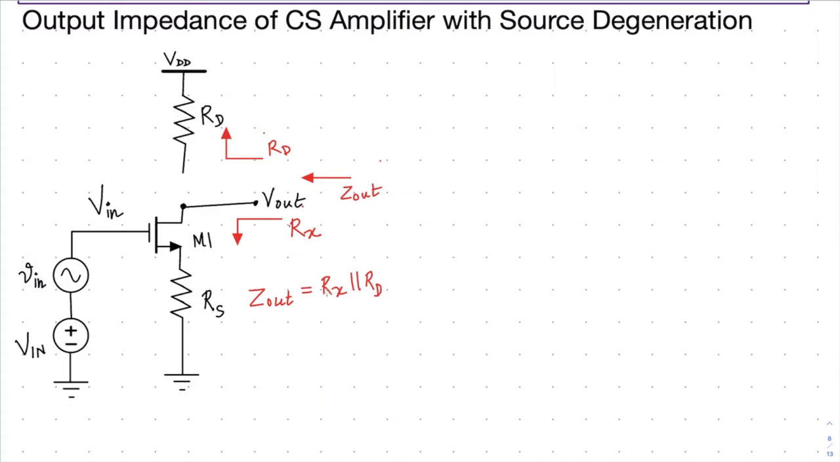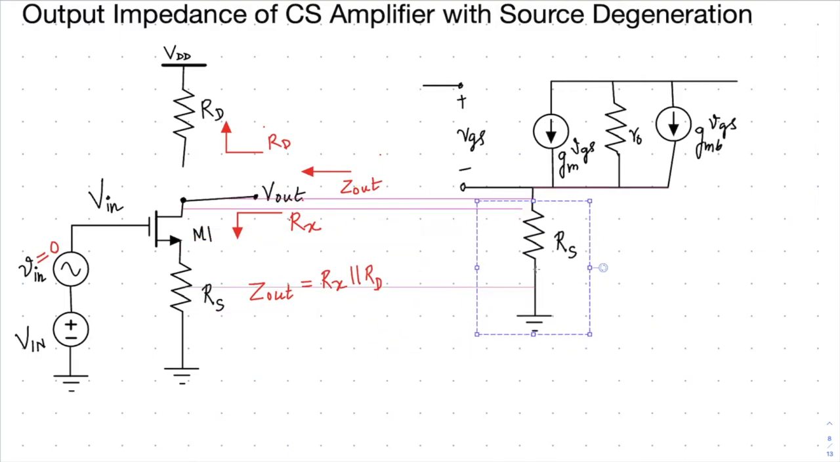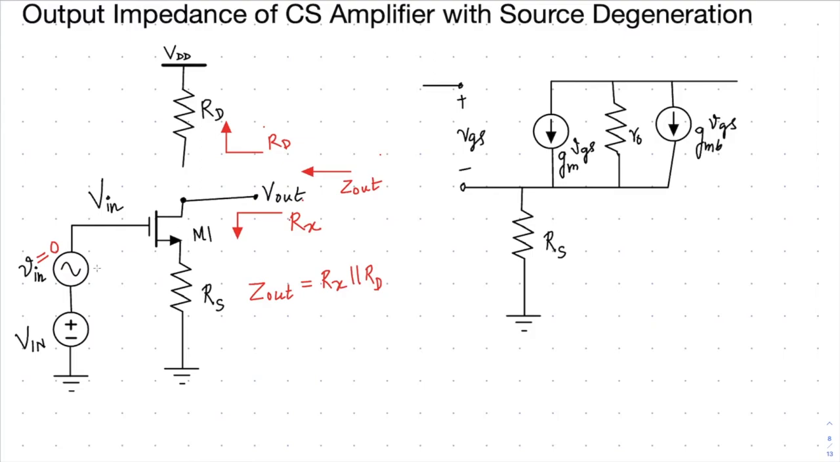So to do that, let's draw the small signal model again of this portion. And of course, when we are trying to calculate the output impedance, as we have said before, we need to make the Vin zero. So let's start drawing this small signal circuit. So this is the small signal model of this MOSFET, including the channel length modulation, RO, as well as the body bias effect. And of course, we have the resistance RS at the bottom. Okay, so now, as I was mentioning, the Vin is zero, or there is no input signal, so small signal wise, this is grounded.